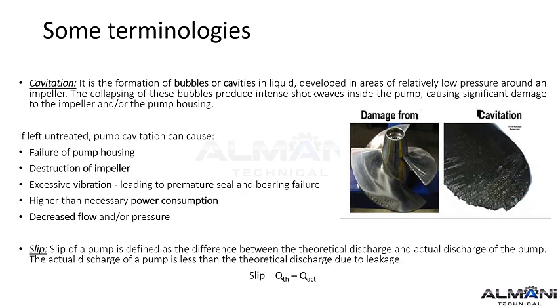The second term is slip. This is the internal leakage within a pump. It's the difference between the theoretical flow it should deliver and the actual, lower flow it does deliver. Slip is why a pump's real-world output is always less than its ideal calculated output.